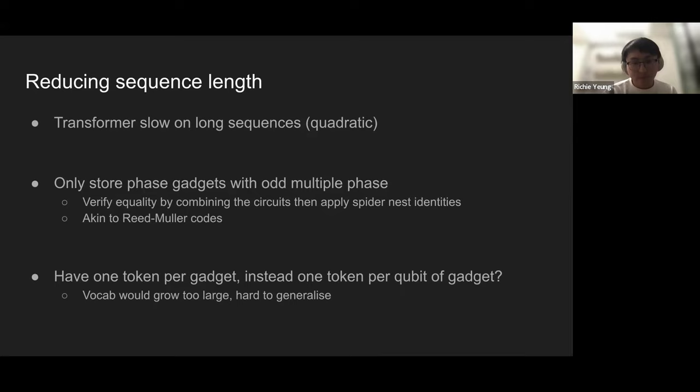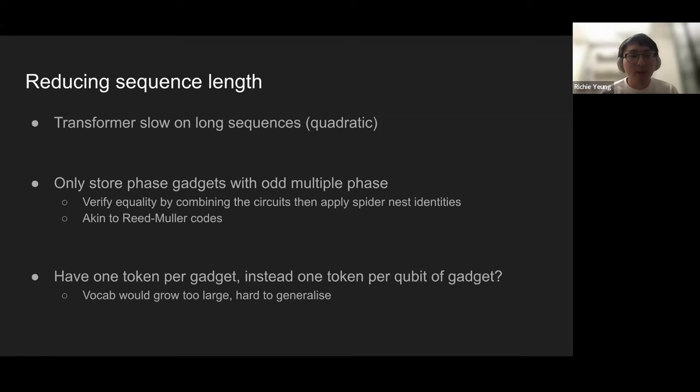One thing we tried to reduce the sequence length is to only store phase gadgets with odd multiples of pi over 4 phase, because phase gadgets with even multiples of pi over 4 are effectively Clifford and they can be simplified or reduced away. They can be abstracted away from the problem.